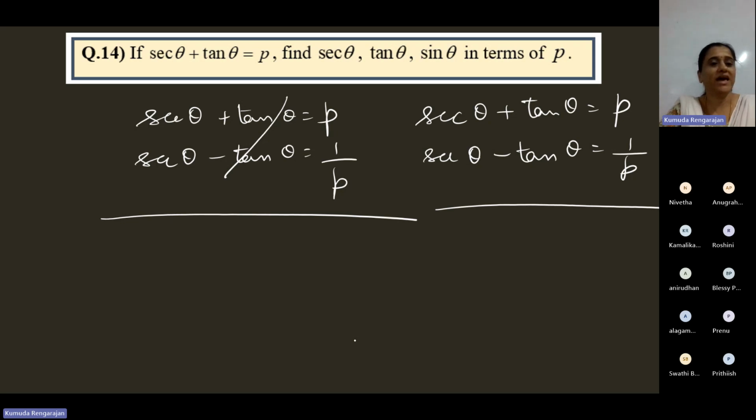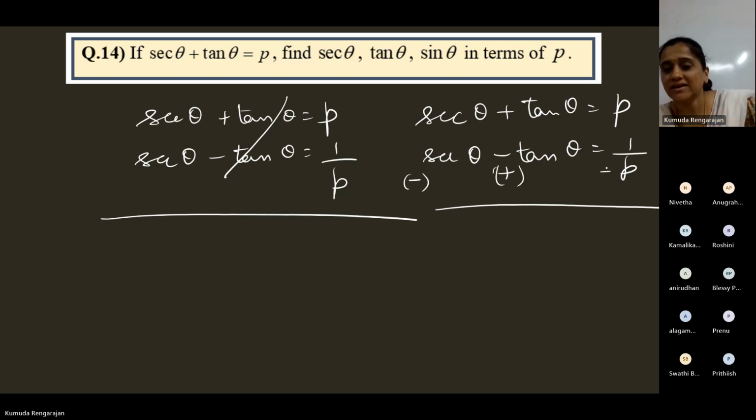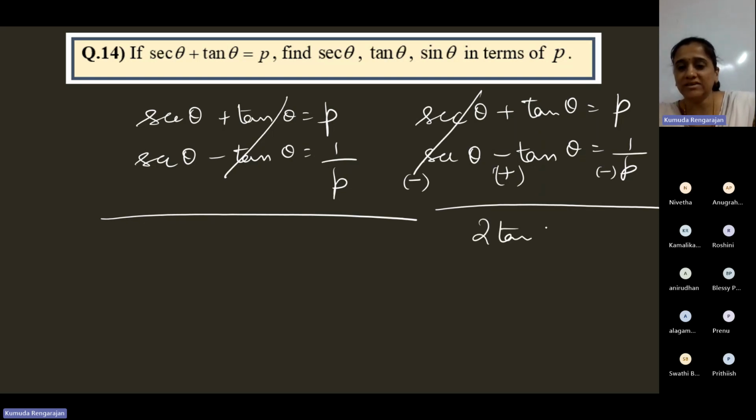Here we have added the two equations. Now change the signs and subtract the two equations. So this gets cancelled and you can find tan theta. 2 tan theta is equal to p minus 1 by p, correct? So you found secant theta and tan theta. We have to find secant theta, tan theta and sine theta. Then use a right triangle.